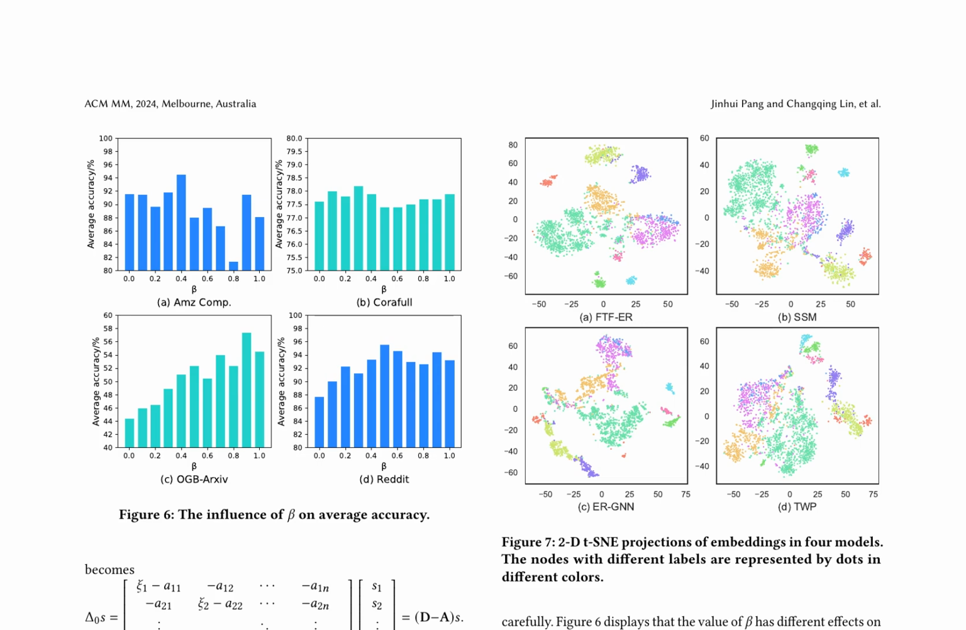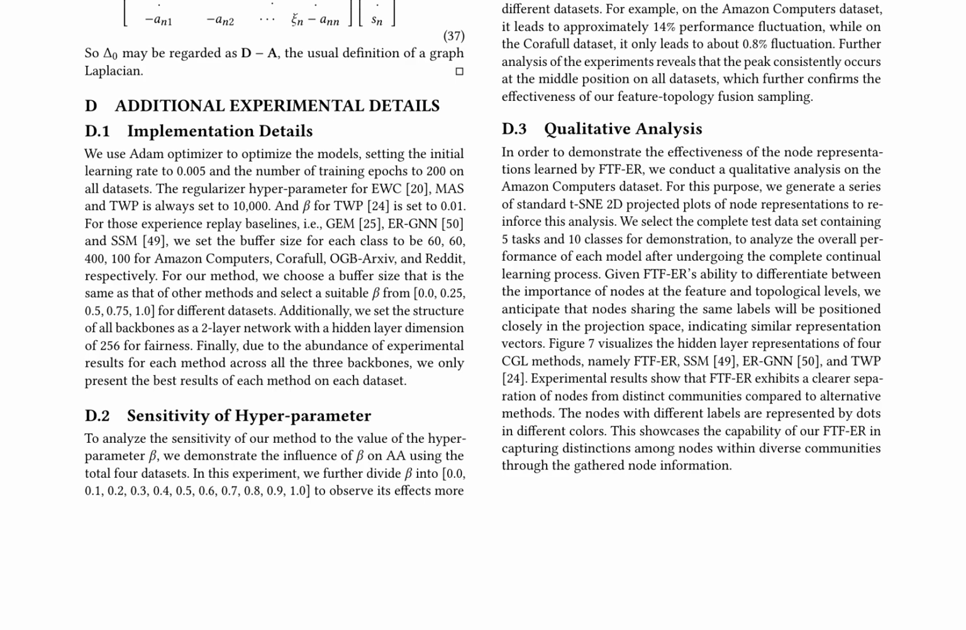Experimental results demonstrate the effectiveness of node representations learned by the FTF-ER method. A qualitative analysis on the Amazon Computers dataset shows that FTF-ER exhibits a clearer separation of nodes from distinct communities compared to alternative methods. Sensitivity analysis of the hyperparameter beta demonstrates its different effects on various datasets, with the peak consistently occurring at the middle position on all datasets, confirming the effectiveness of feature topology fusion sampling.